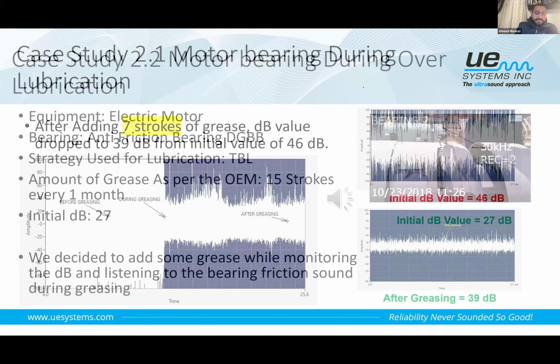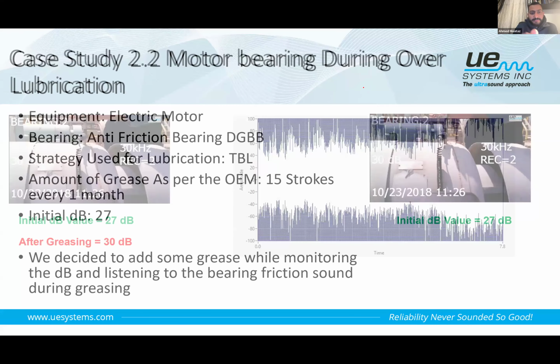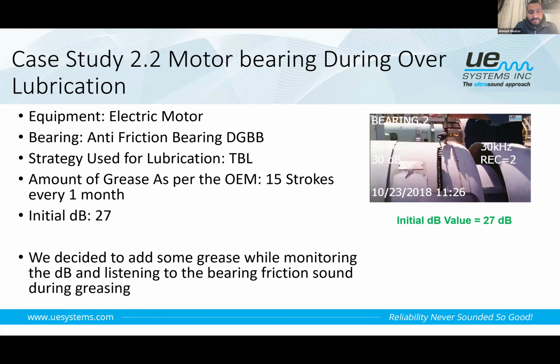Another case study, which is more interesting for me, also shows how ultrasound can help me avoid over lubrication and eliminate the over lubrication process in our plant. In this plant, they used to put 15 strokes inside the bearing every 1 month, and the initial decibel value was 27 dB.